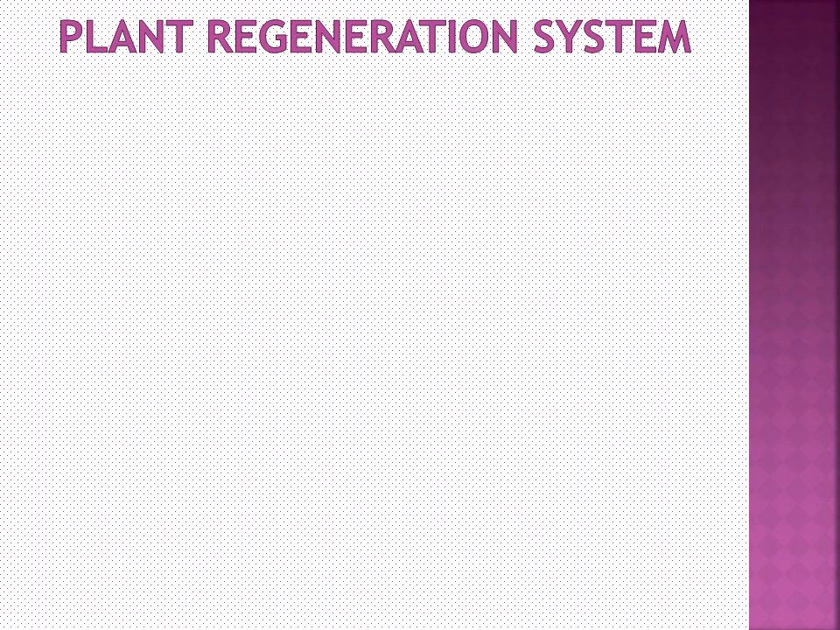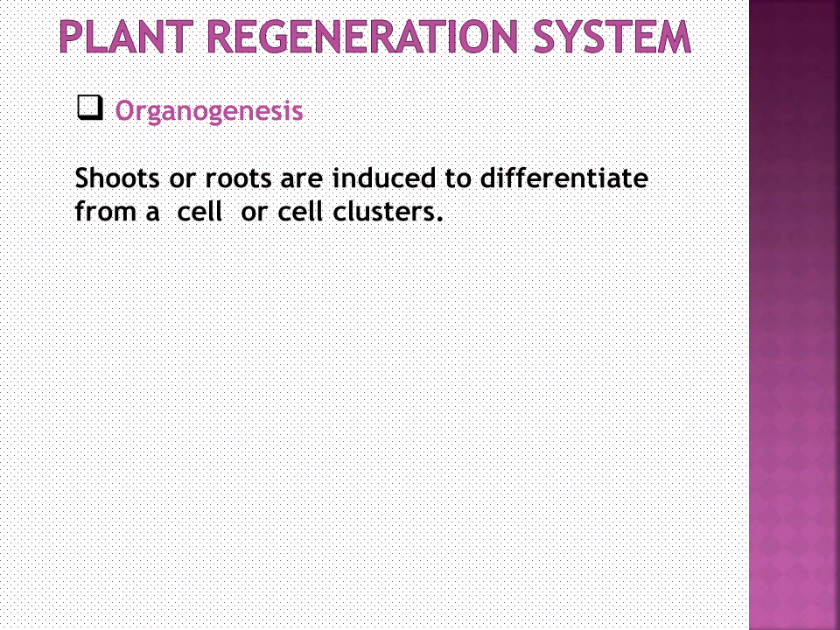Coming to plant regeneration system. There are two ways to regenerate plants. One is organogenesis and another one is somatic embryogenesis. Now coming to what is organogenesis. Shoots or roots are induced to differentiate from a cell or cell clusters. Usually, auxins promote rooting and cytokinins promote shooting.